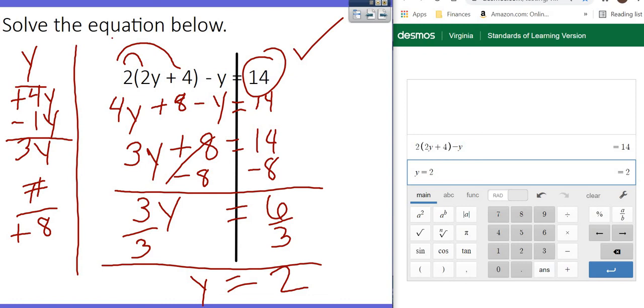Remember, when you're solving equations, you always check them on your calculator. Okay? That's the equation example, and now we'll go on to some other stuff.